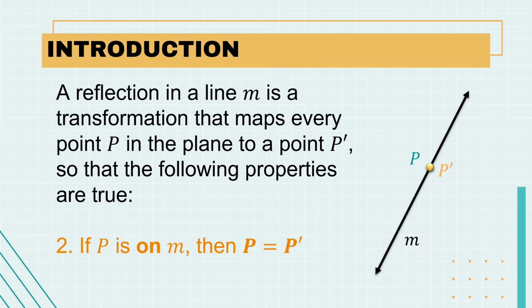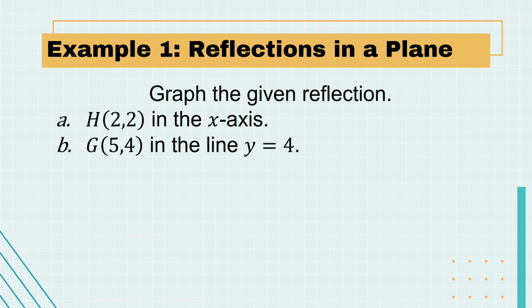Let us try our first example. Here we are asked to graph the given reflection. First, point H is reflected in the x-axis. Second, point G is reflected in the line y equals 4. For this example, we will use the idea that the line of reflection acts like a mirror. The reflected point must be the same distance from the line, but on the opposite side.